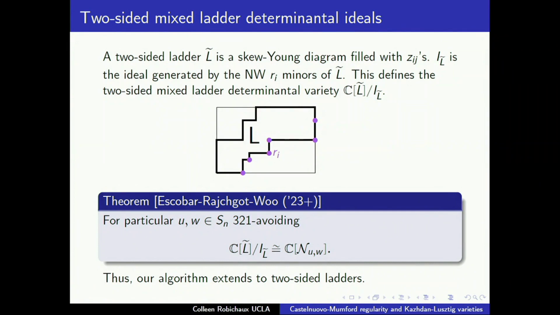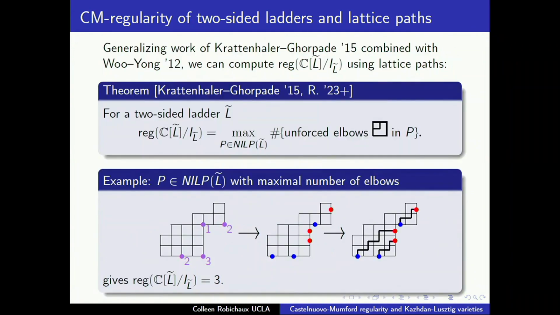There definitely are 3-2-1, 3-2-1 avoiding Kazhdan-Lusztig varieties that are not two-sided mixed ladder determinantal varieties. But what this tells us is our algorithm that will tell us the regularity for these 3-2-1 avoiding Kazhdan-Lusztigs will thereby give us a formula or give us an algorithm to compute the regularity for these two-sided ladders.